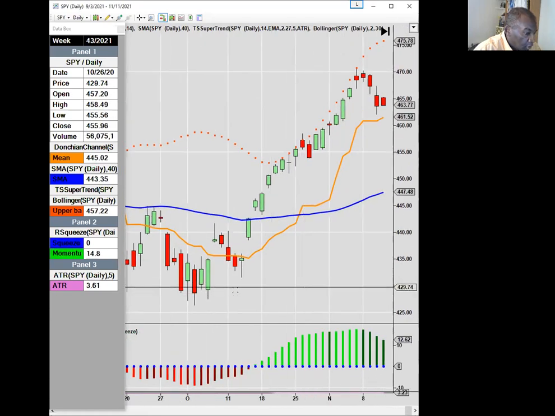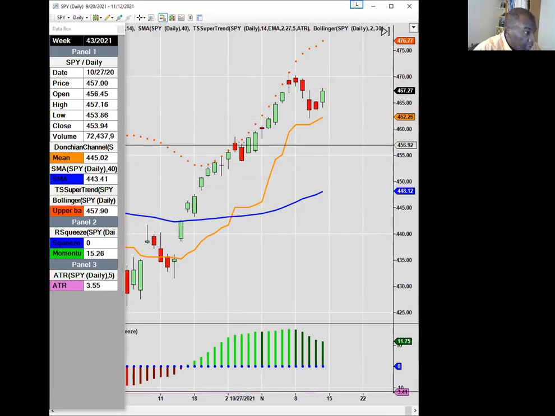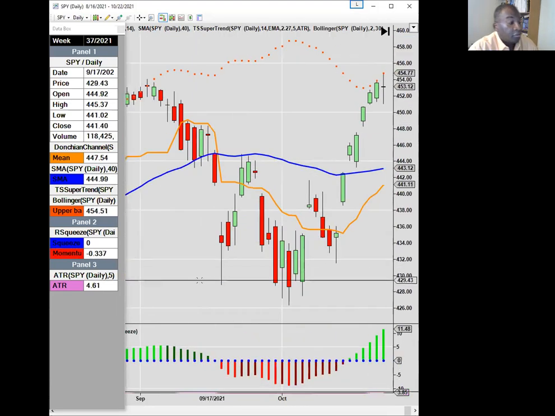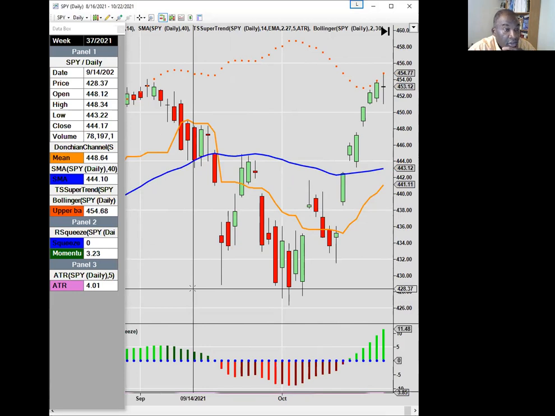This is a couple of weeks ago. Orange line crossed over the blue line. Buy your call options. That is the Donchian crossover. So when you look at the spreadsheet and you see where it says Donchian cross, that is the Donchian crossover trade that's happening on those ETFs.